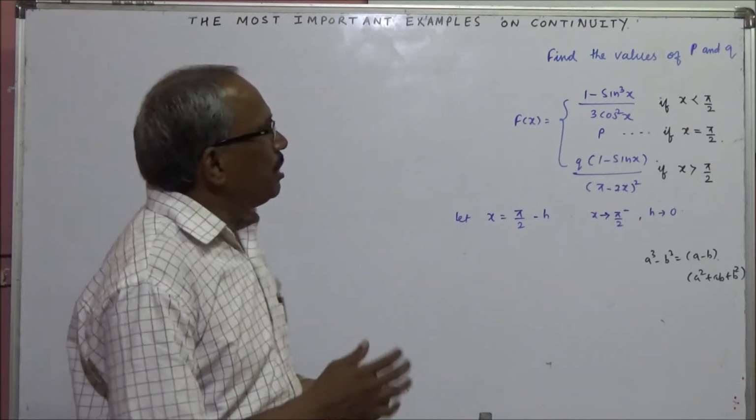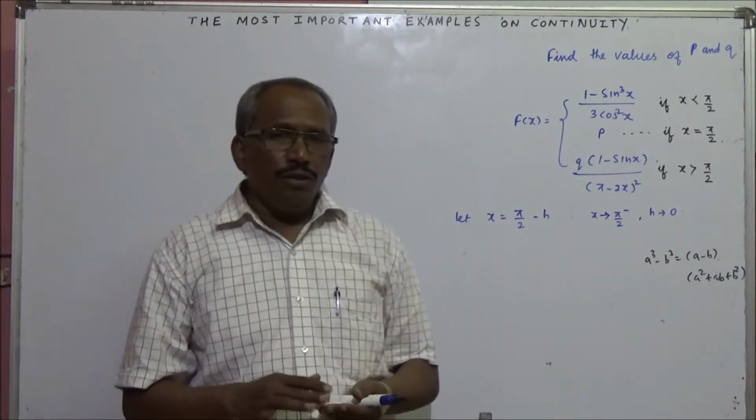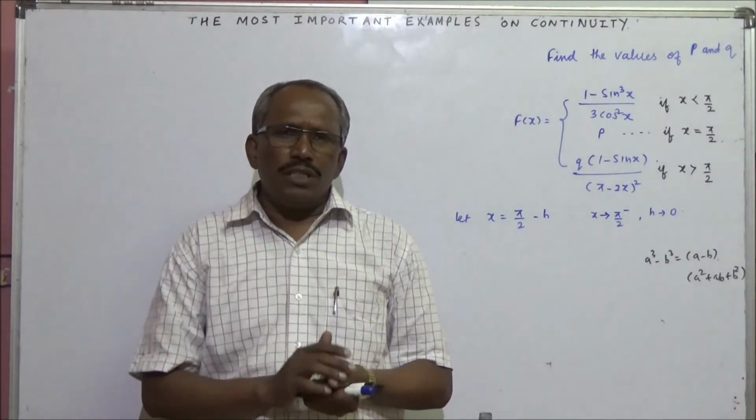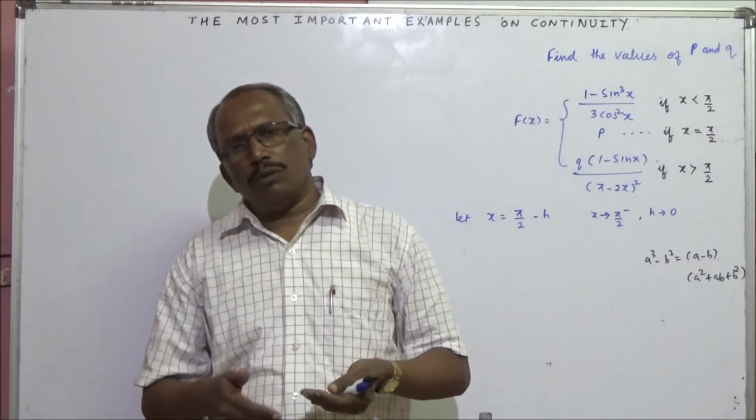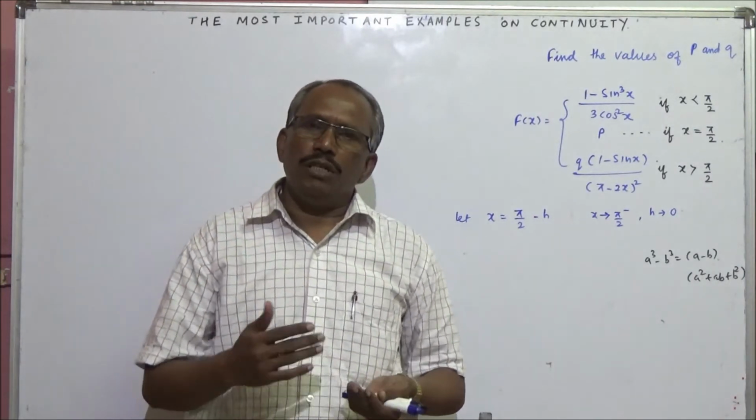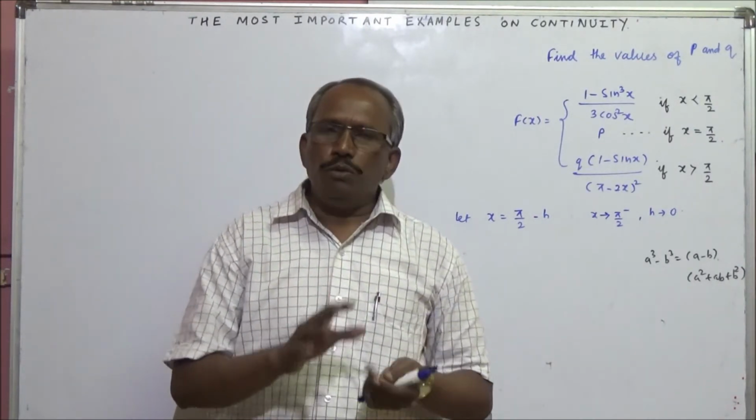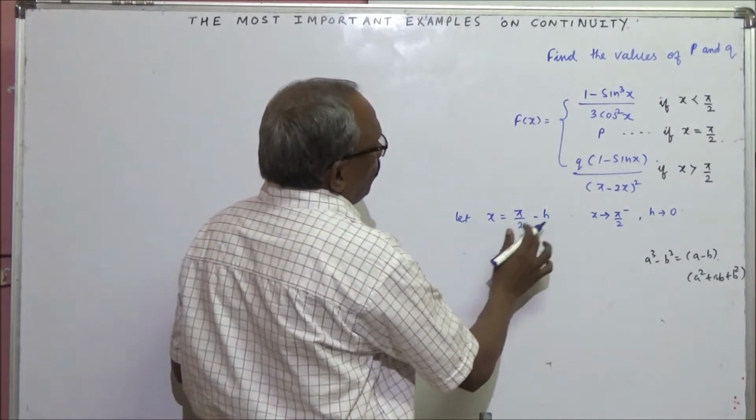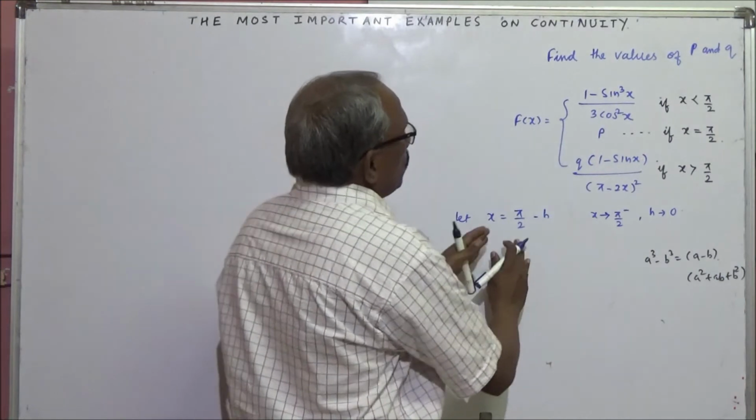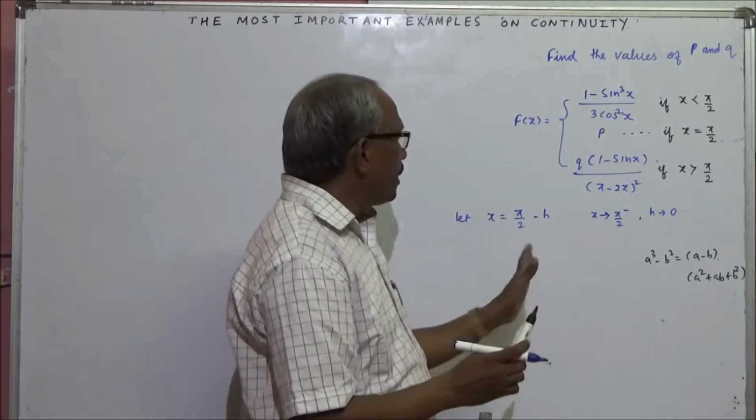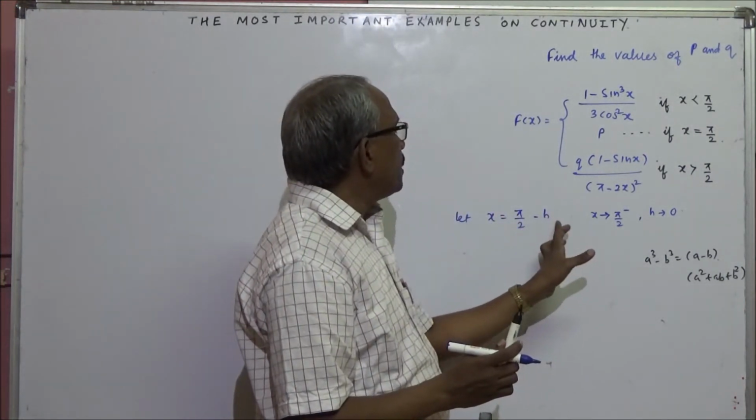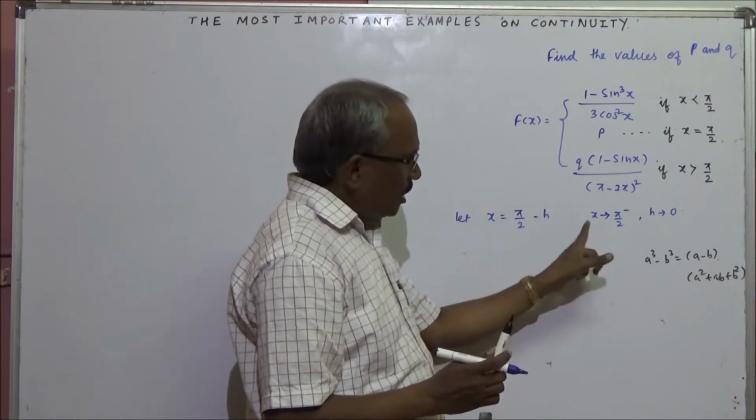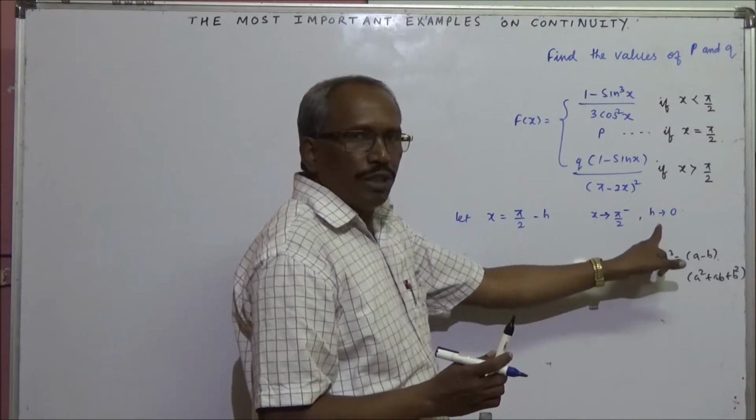So we know that a function is said to be continuous if left hand limit is equal to right hand limit is equal to f of a. Okay, so we'll use the same method. So let x is equal to pi by 2 minus h. For calculating left hand limit I am taking x is equal to pi by 2 minus h. If x is tending to pi by 2, h will be tending to 0.